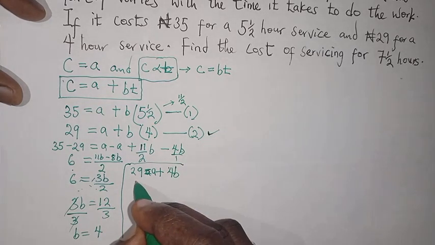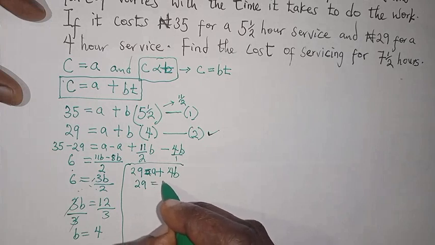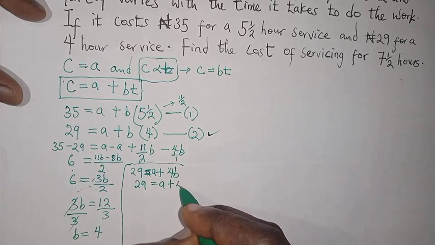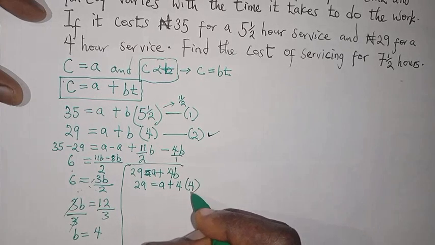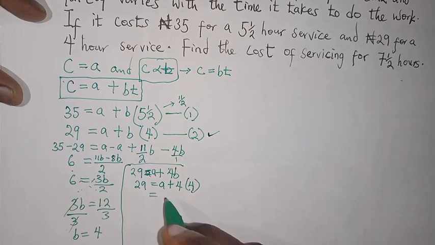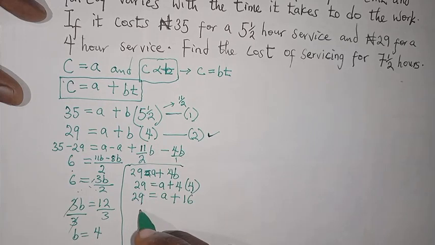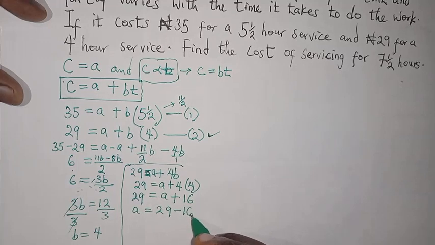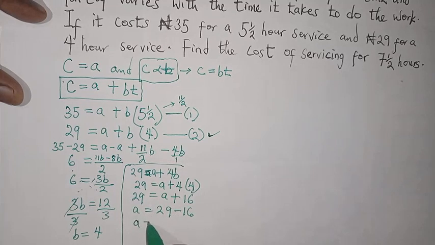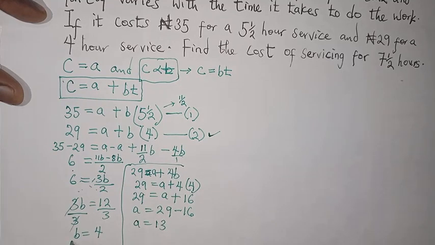Now, I'm going to slot B into the equation. So this is going to be 29 equals A plus 4 times 4, and that gives me 16. So this is 29 equals A plus 16. Therefore, A is simply 29 minus 16, so A is going to give me 13. The value for B is 4. The value for A is 13.